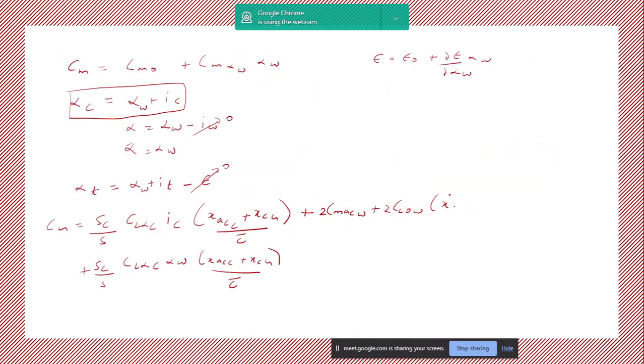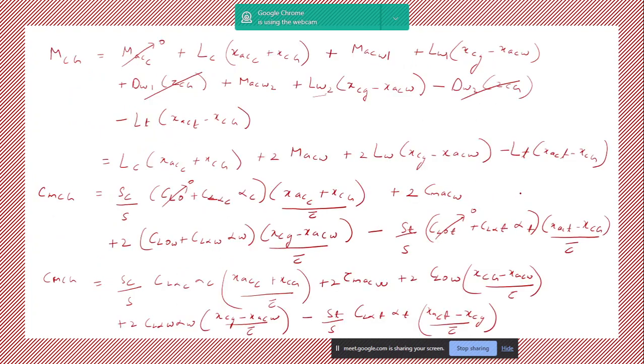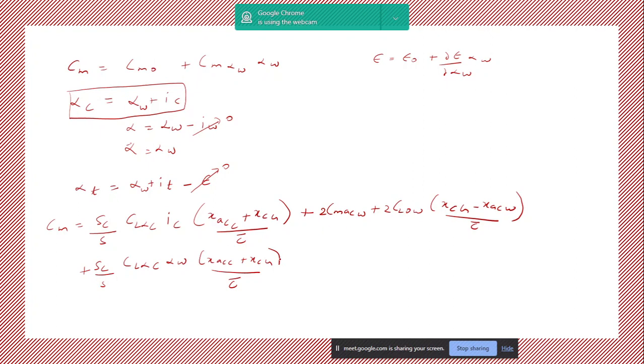What is it? XCG minus XAC wing by C bar. Then that term is dependent on alpha, I'll put it down. Terms dependent on alpha, I'm putting it down. Okay. So you have CL alpha wing into alpha wing by XCG minus XAC wing by C bar.